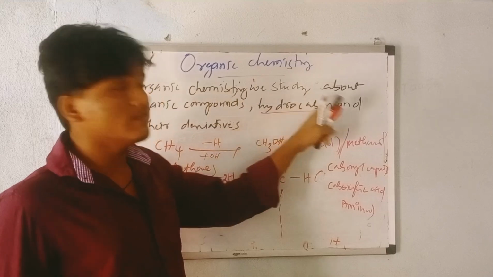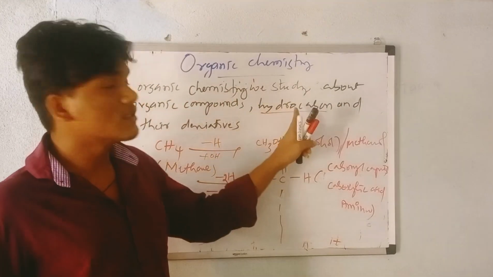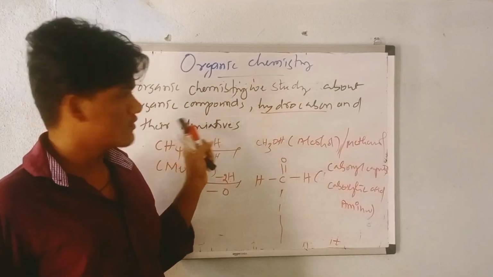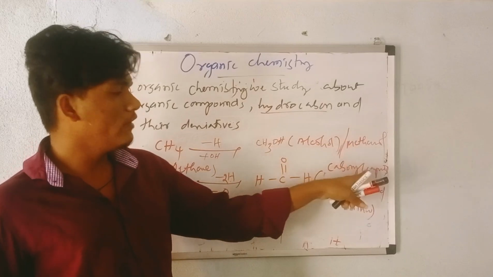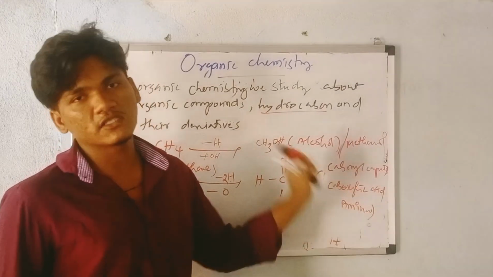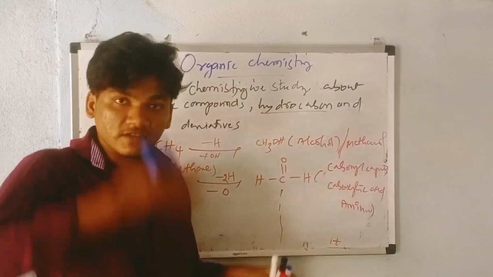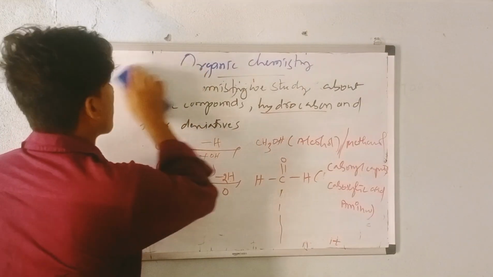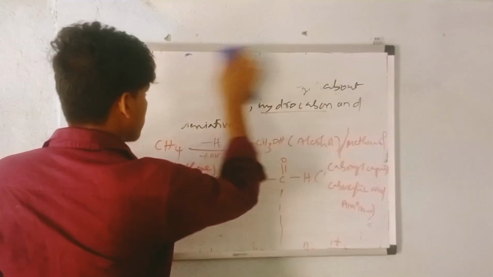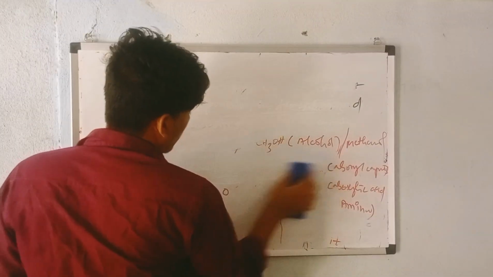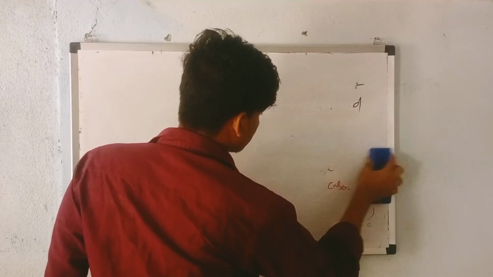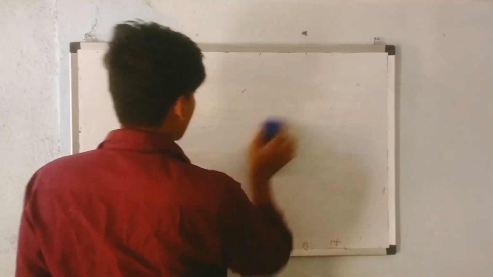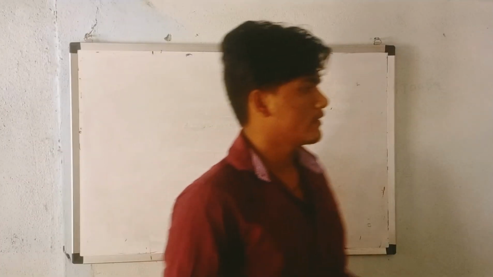In organic chemistry we study organic compounds, hydrocarbons and their derivatives. The derivatives are alcohols, carbonyl compounds, carboxylic acids and amines. These we can discuss in second year. Now, very important, we can discuss the 3 to 4 scientists' names and their contributions to organic chemistry.